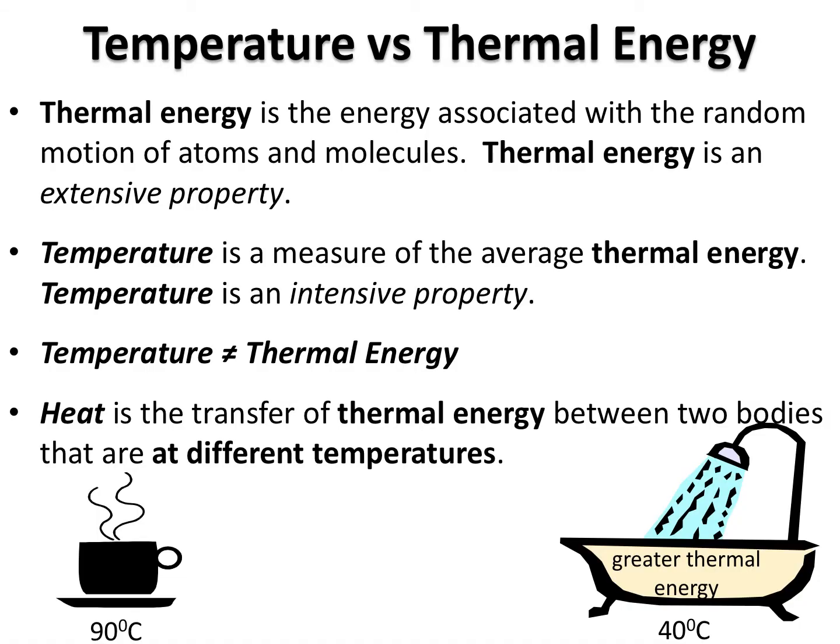Temperature versus thermal energy. Again, thermal energy is the energy associated with the random motion of atoms and molecules. Thermal energy is an extensive property. To remind you, extensive properties depend upon the amount of matter present. Larger amounts of matter have more thermal energy when at the same temperature.